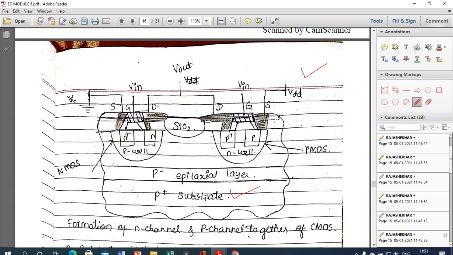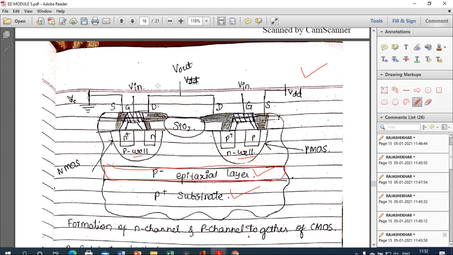And after this P type substrate we have a P minus epitaxial layer. The epitaxial layer is used just to protect the wells of P and N here. This is the N well and this is the P well. P minus is this layer, a less concentrated hole layer of P type, used just to protect the P well and N well from the P plus substrate.